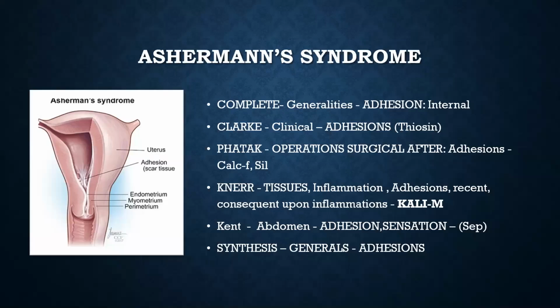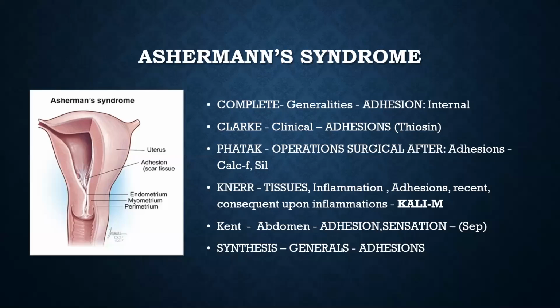Then Kent's repertory, if you go, we can find a rubric called abdomen, adhesion, sensation. Only one remedy is there, again sepia. And in Synthesis, generals, adhesions. We do not have a particular organ which has been given. It is given as a generalized one, but we can pick it up according to our need. So the symptoms we have. Now what we can do is think about a few remedies.